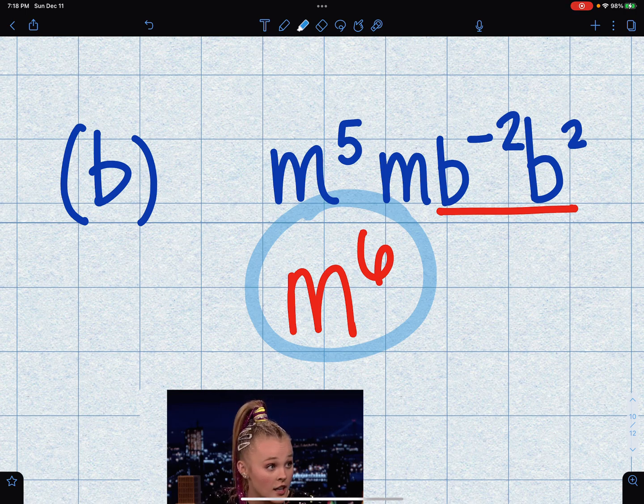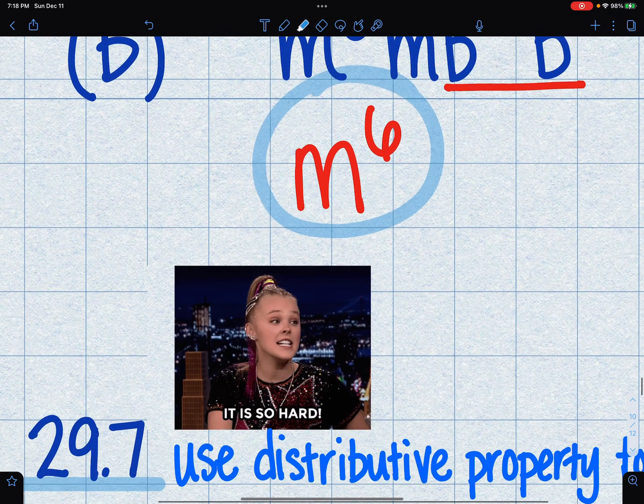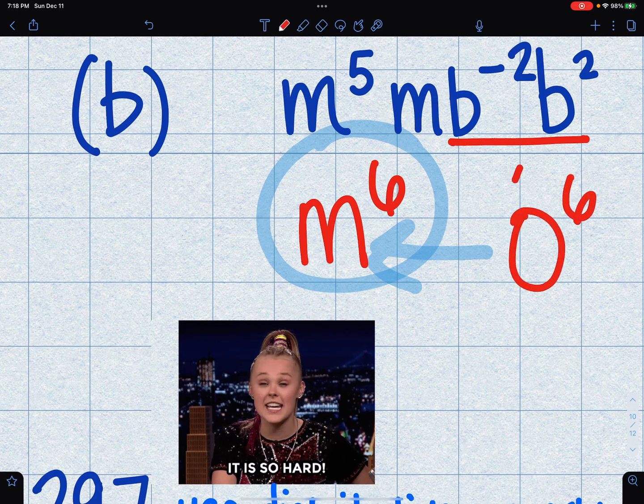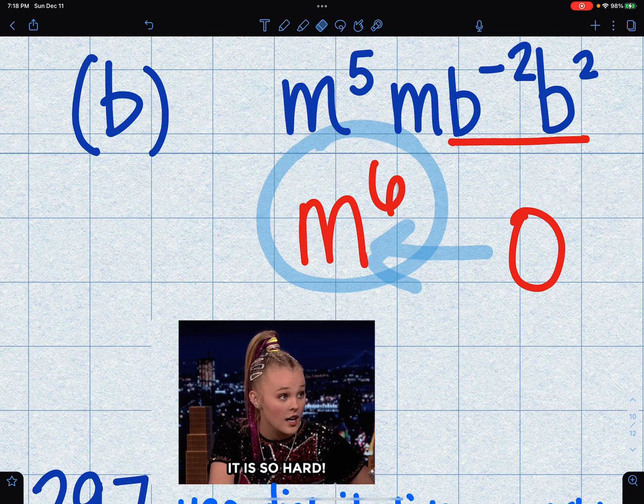The only problem with anything raised to the 0 power is that thing can't be 0. Like the M can't be 0. So if you have 0 raised to the 6th power, 0 raised to the 0 power, you can't have a 0 in that base because that leads to problems.